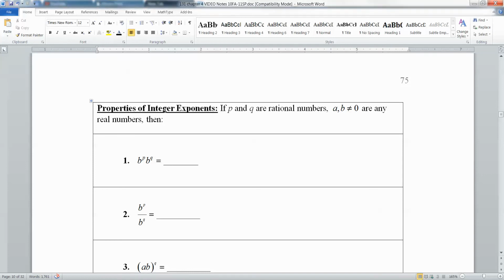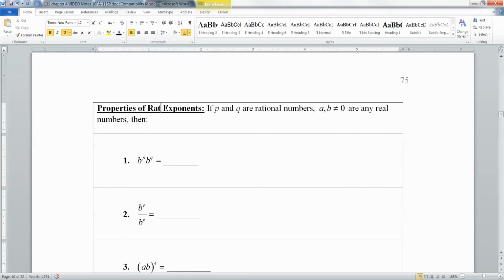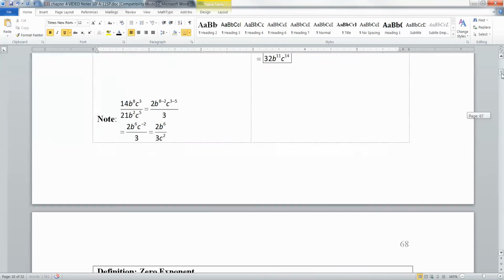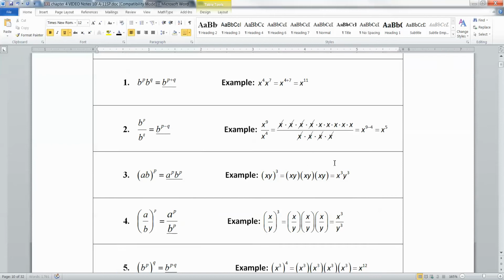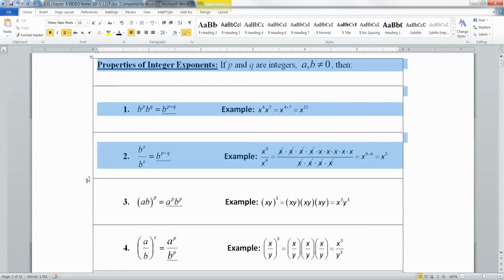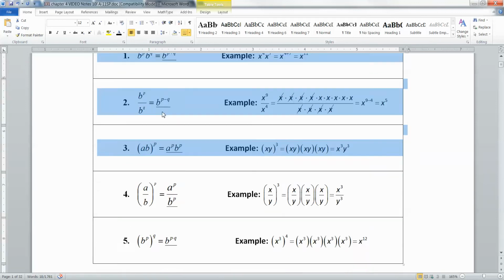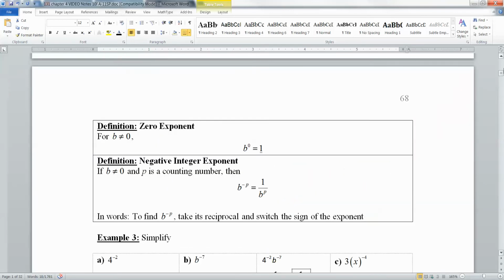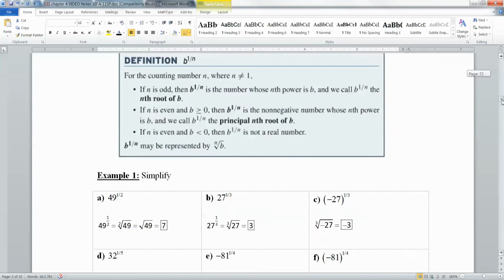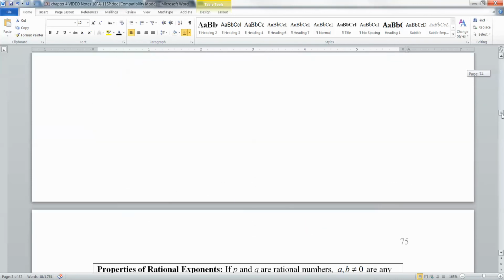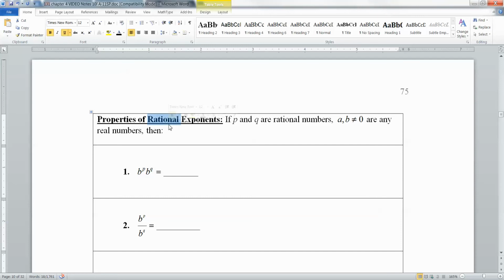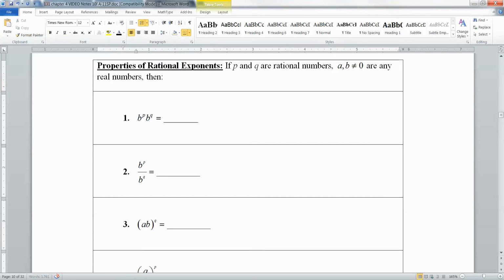Okay, now we need to talk about the properties of exponents, and I'm sorry, this is a typo. It should say rational exponents. We already talked about integer exponents back on the first page of this chapter, right here. Those are integers. Now you'll notice these are the same properties that we're going to be dealing with back here on page 75. Namely, all those other ones still hold true even if they're rational. Not just integers, but they'll work if they're rational too. So let me give you some examples here.